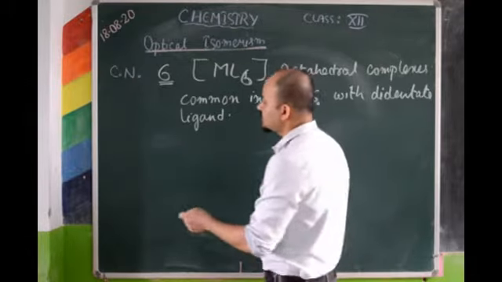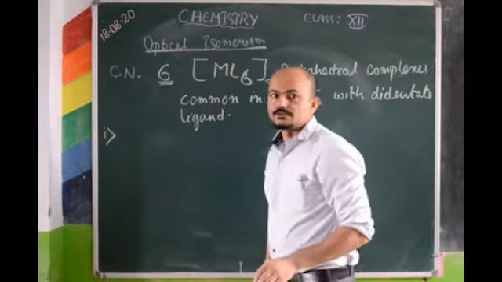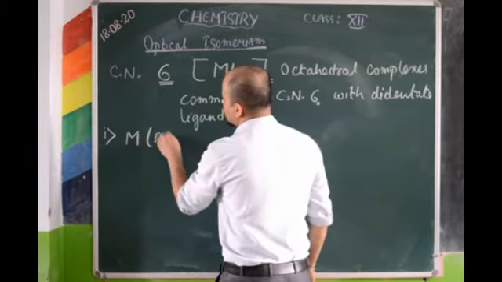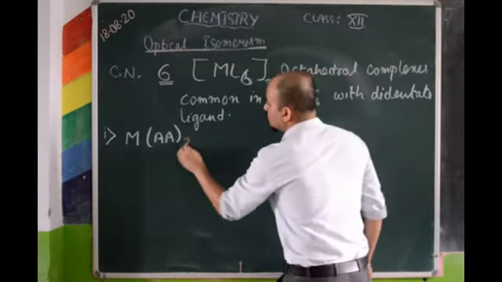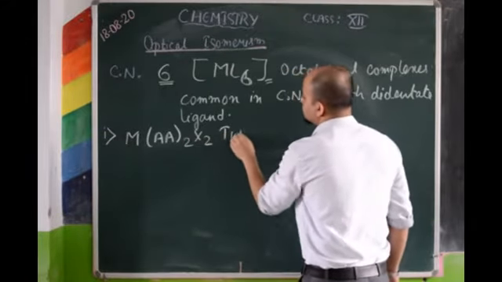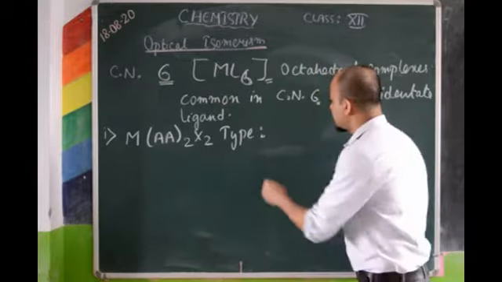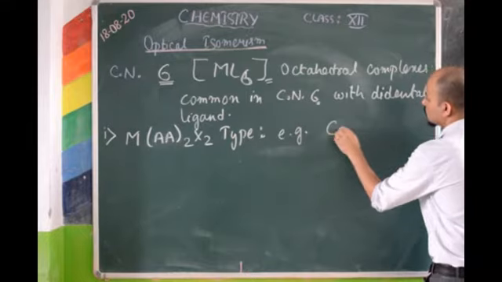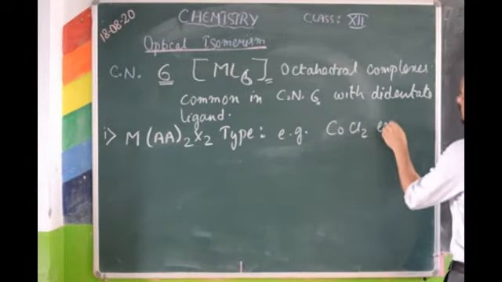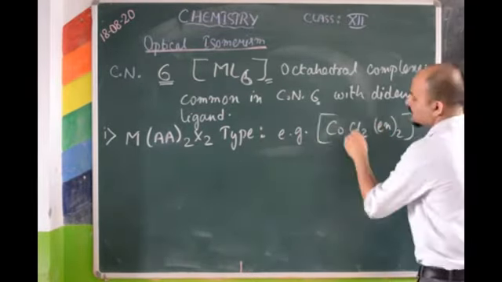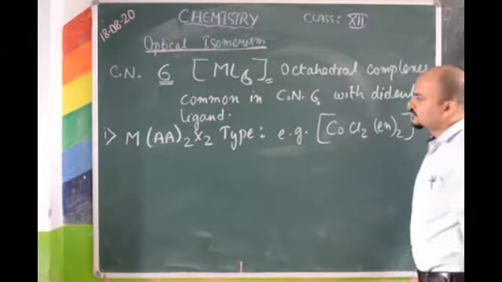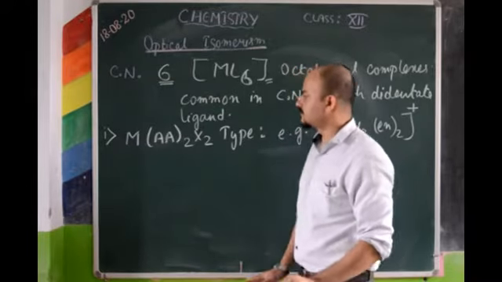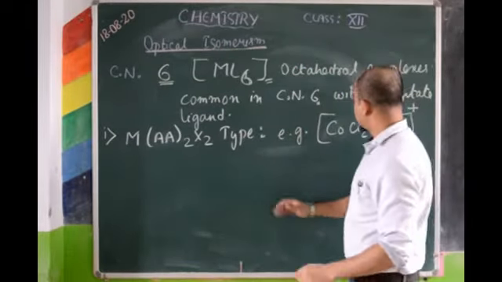So let's discuss different types of optical isomerism. The first type that we have is M(AA)2X2 type. Here we have the example of the cobalt complex, that is [Co(en)2Cl2]. This complex will show optical isomerism. And let me tell you once again, it is the cis form only, not the trans form.